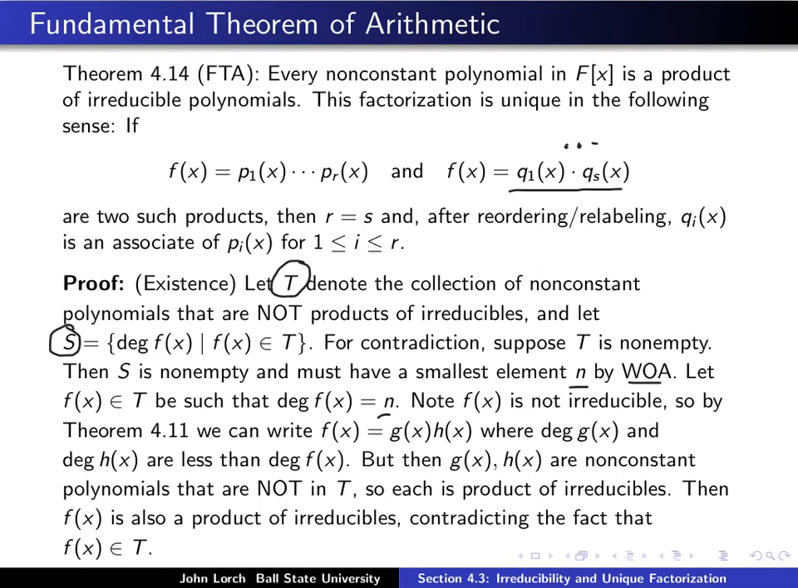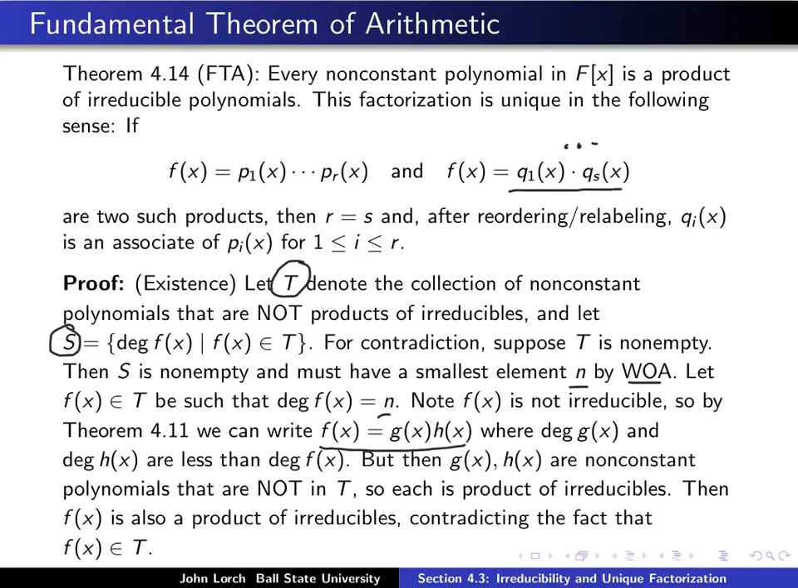Now, remember that things in T are not products of irreducibles, and we'll count a single irreducible as being a product of irreducibles. And that means that f of x itself is not irreducible. And that means by theorem 4.11, we should be able to write f as a product of two polynomials, g and h, where the degree of g and the degree of h are both strictly less than the degree of f.